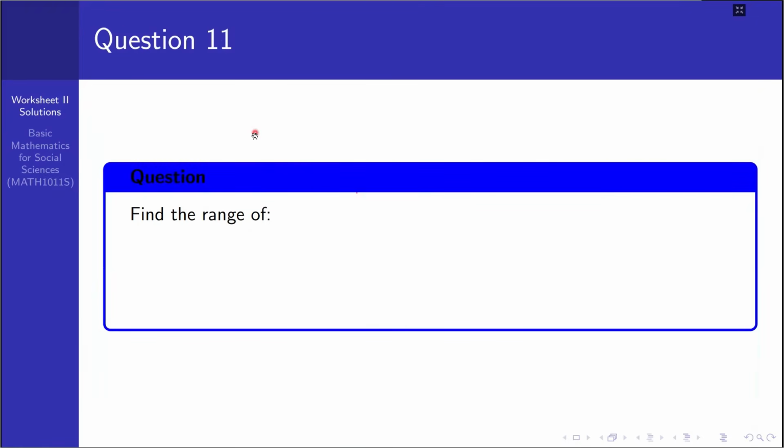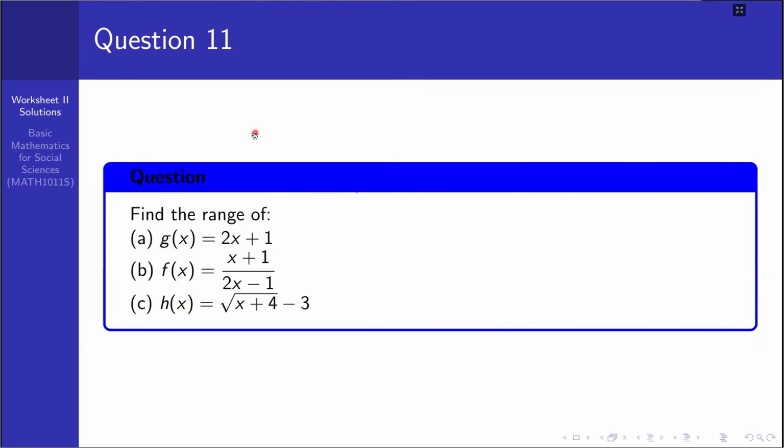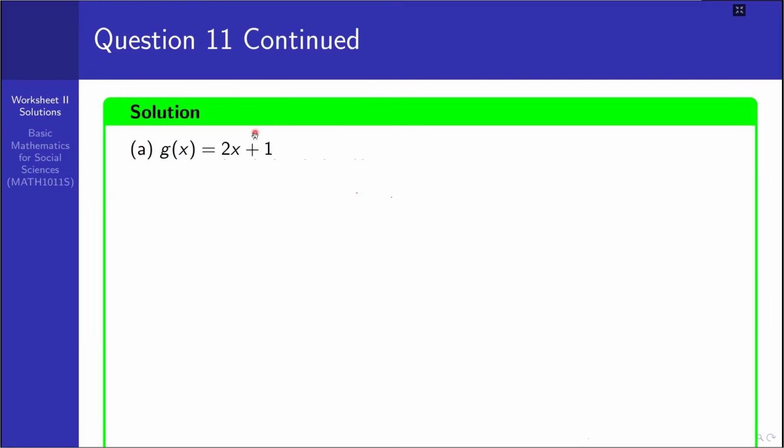Question number 11. We are asked to find the range of g of x equal to 2x plus 1, f of x equal to x plus 1 over 2x minus 1, and h of x equal to the square root of x plus 4 minus 3. So we are asked for the range. Starting from g of x, g of x equal to 2x plus 1 is given.